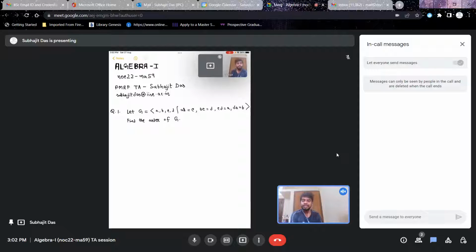You are basically given the presentation of some group G, and the presentation is as follows: the generators of the group are A, B, C and D, and you have 4 relations as given here. AB is C, B times C is D, CD is A and DA is B. You are asked to find the order of the group G.